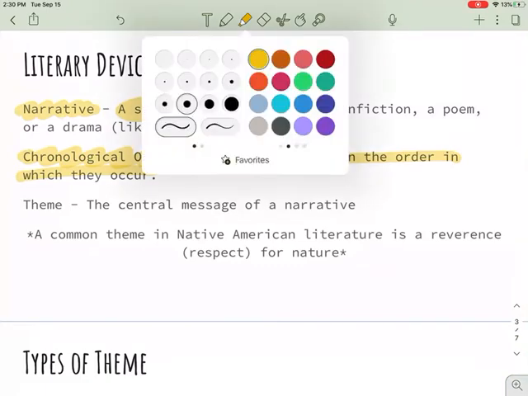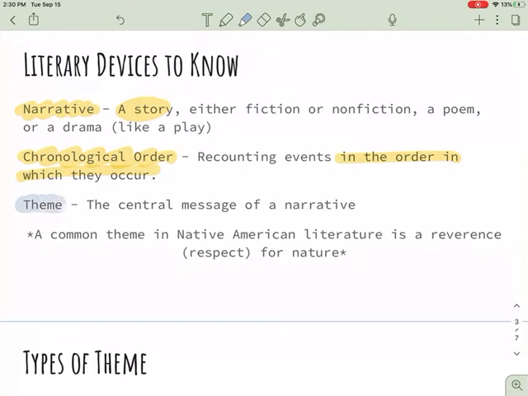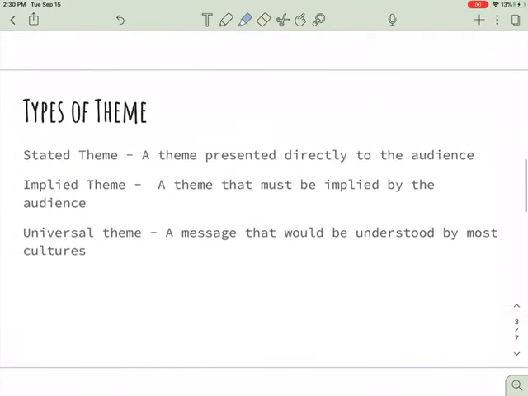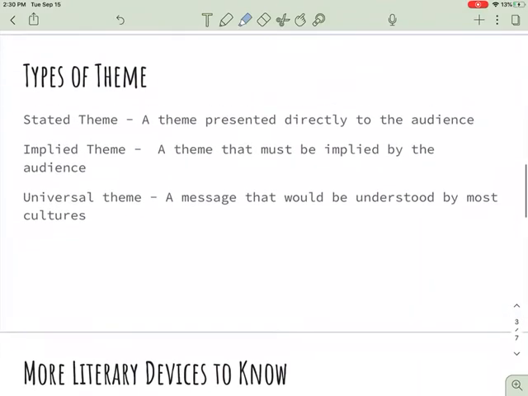And then we're going to make this a different color. Stand out. We want to talk about theme, which is essentially the central message of something. A common theme in Native American literature is a reverence or respect for nature. That's something that's going to be important when we get into our project. So, what types of theme do we have?